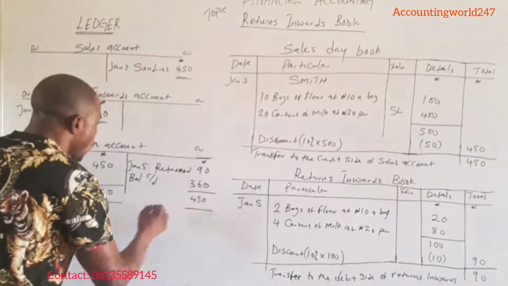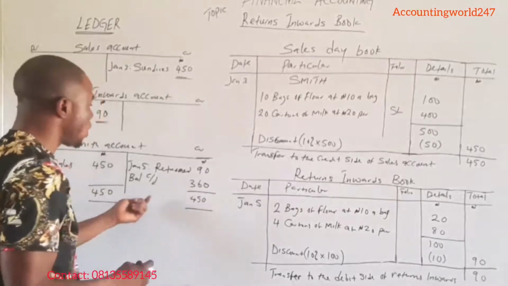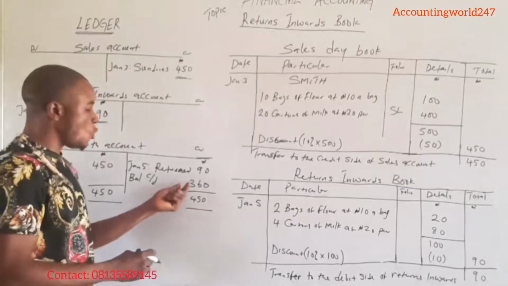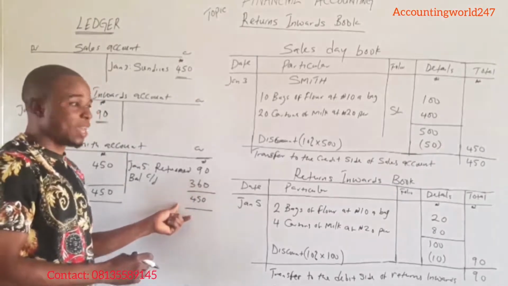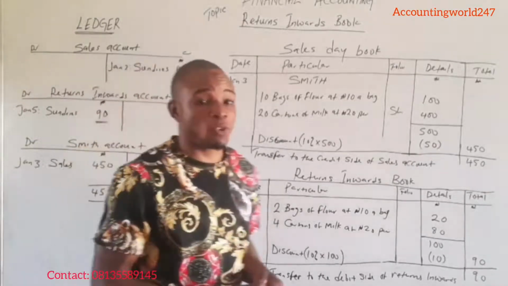So now, for the purpose of trial balance now, the amount for the debtor will be 360 naira, not 450 naira again. Now, this is where we are going to stop for today. Thank you.